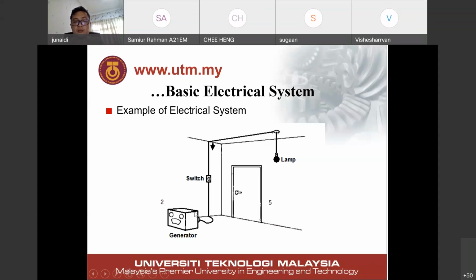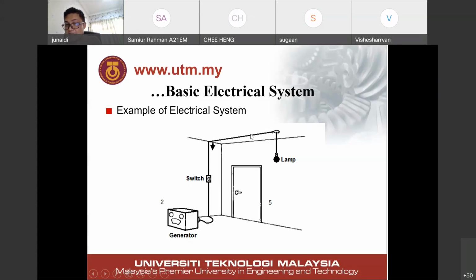So this is the example of electrical systems. It comes from generator. So this is the generator, the source of electrical energy. It can be a diesel generator, so the diesel produces or generates electricity. So this is the switch. The switch will control the flow of electric energy. So this is a transmission system.